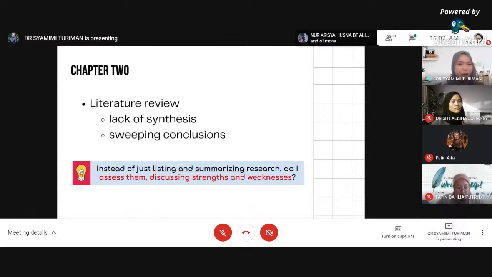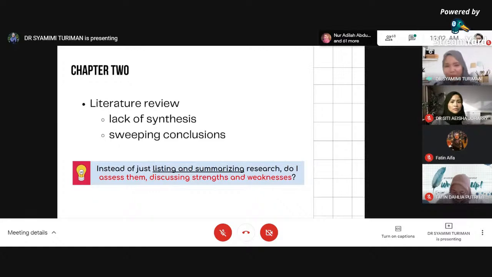Some other problems would be a lack of synthesis. The most common issue that I found is writing a literature review by producing sweeping conclusions, like just based on one citation, you come up with a conclusion.